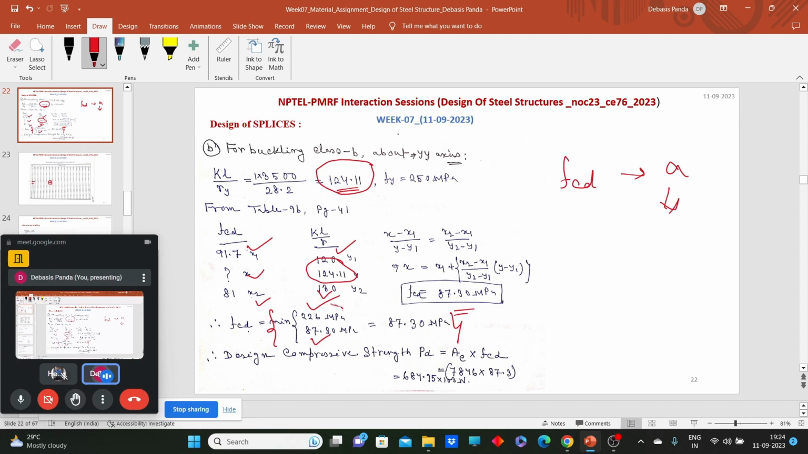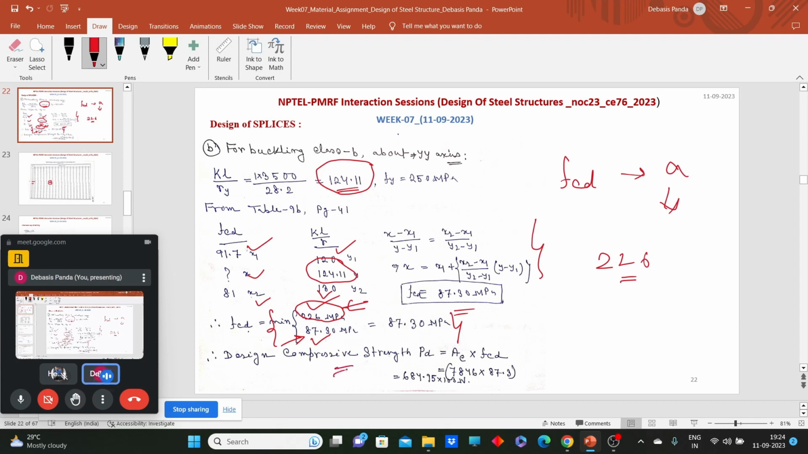So about the major axis, for buckle class A, the value comes as 226, and about buckle class B, the calculations are there. For buckle class A, you can directly take the 20 value. For 20 it's 226, already there. So now you have the value of FCD.